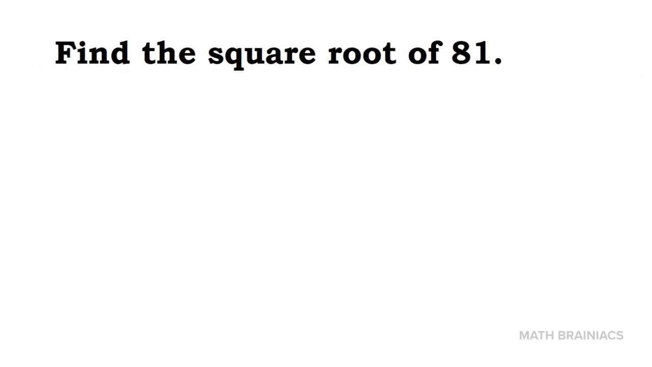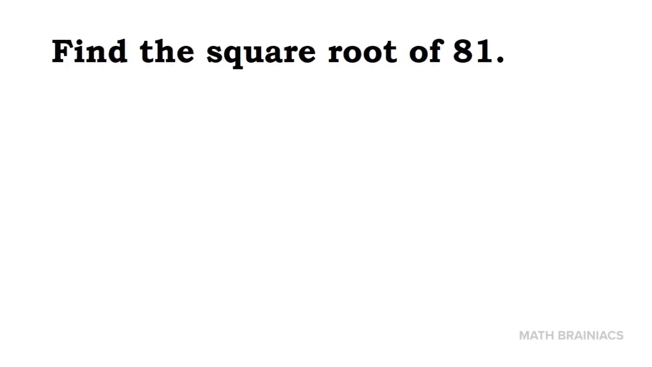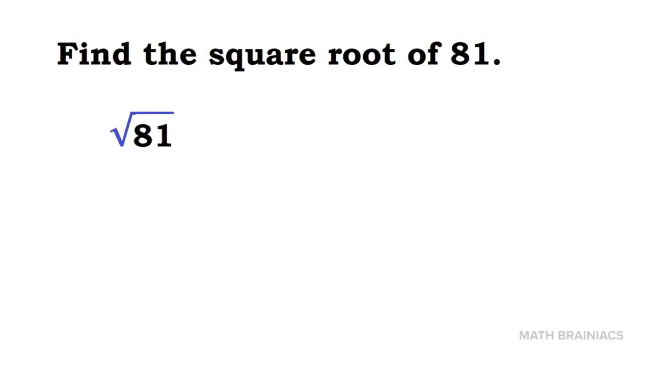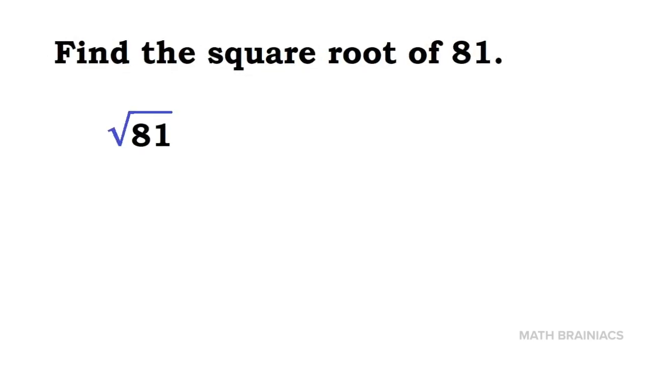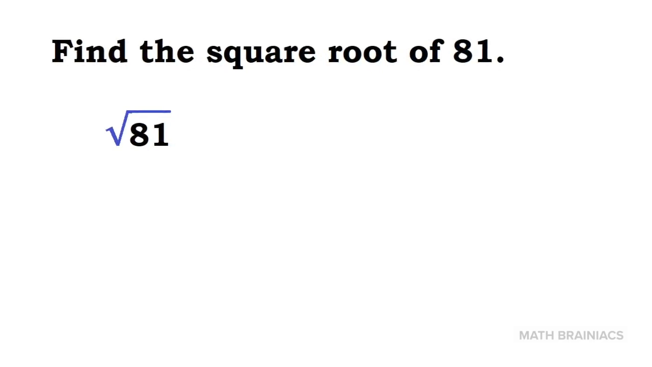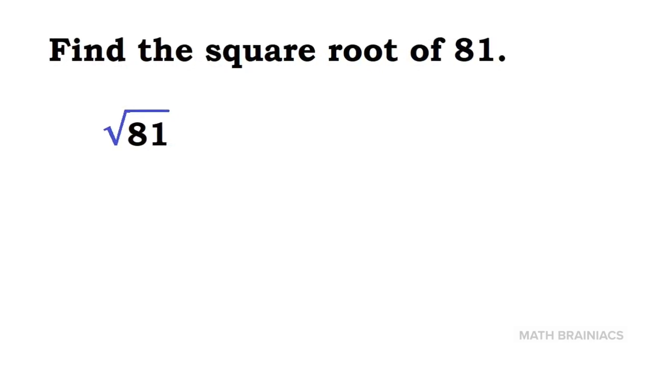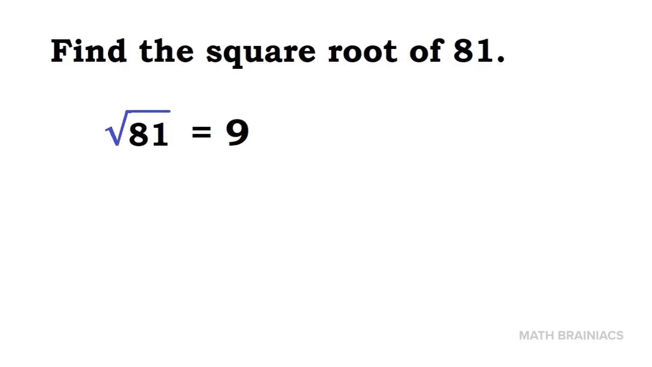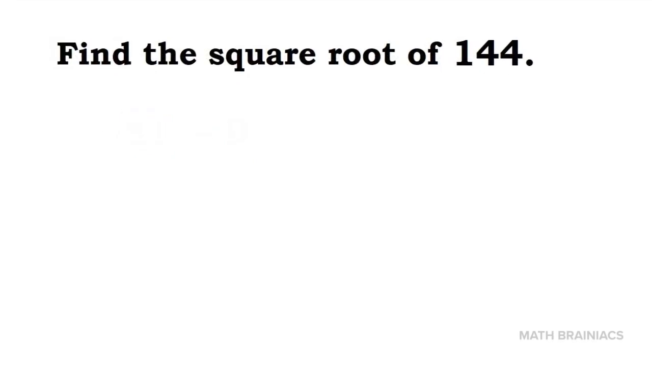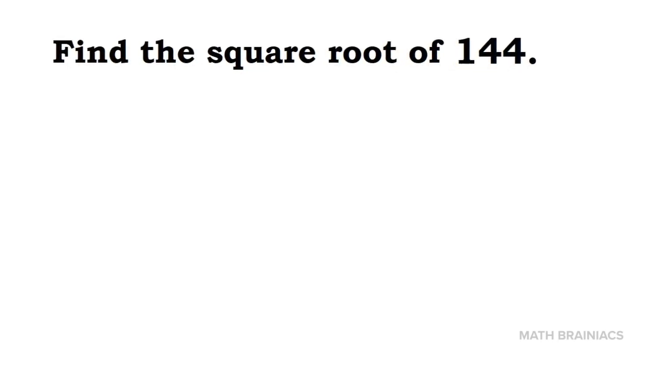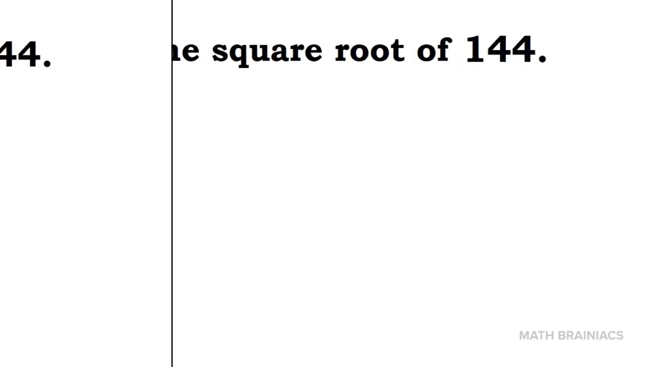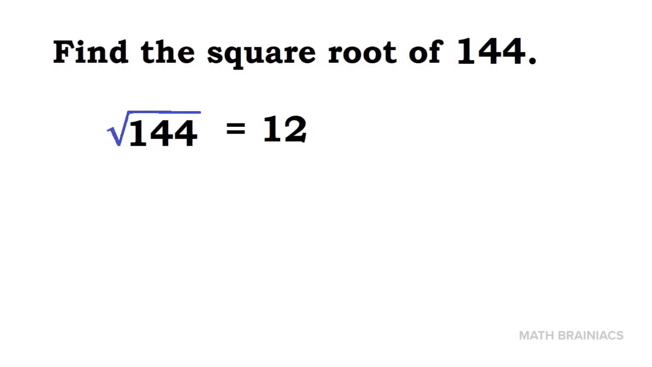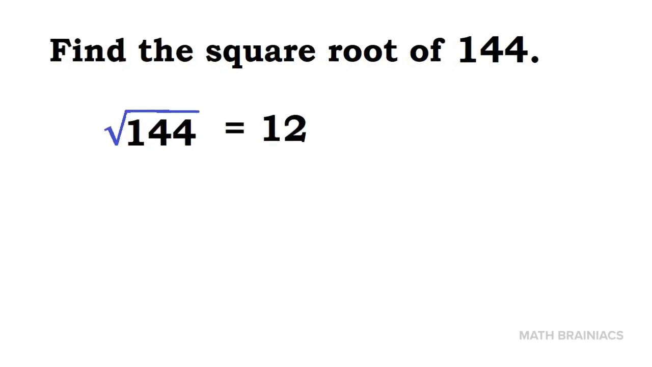Let us work on this example so that you will be guided. Find the square root of 81. We are going to apply the radical sign of the square root. Accordingly, you can see square root of 81, which will give us 9. It is easy. Let us try this example. Find the square root of 144. Applying the radical sign, this means that square root of 144 will give us 12.